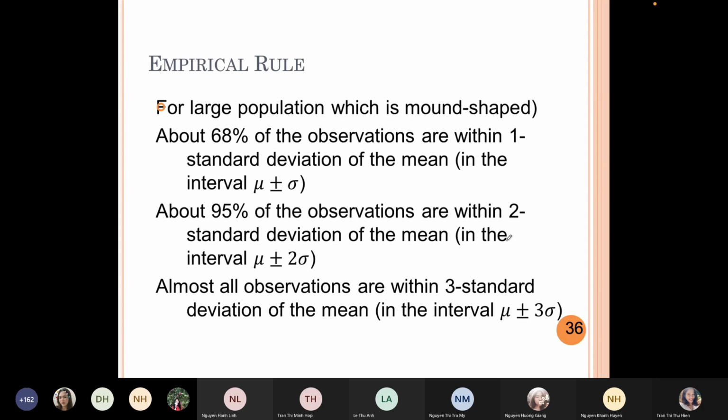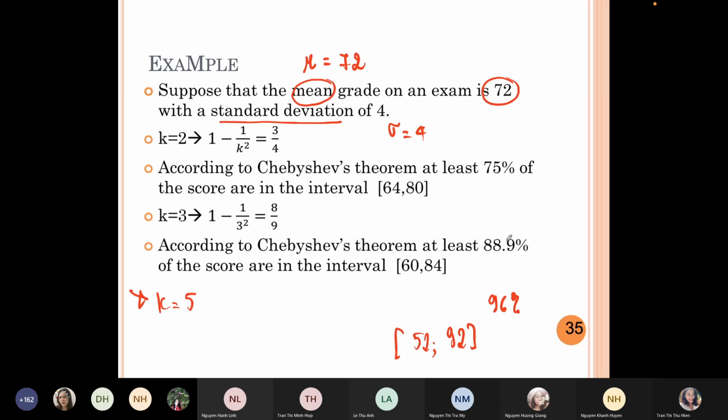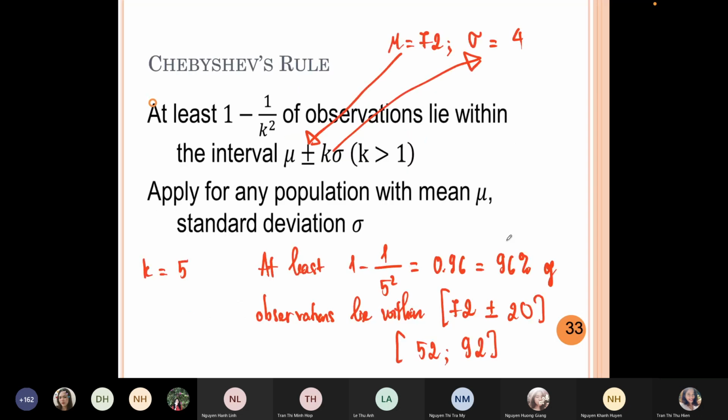So in many practical applications, however, data sets exhibit a bell-shaped distribution. When the data is believed to approximate this distribution, I mean bell-shaped distribution, the empirical rule can be used to determine the percent of data values that must be within a specified number of standard deviations of the mean. For the empirical rule, a little bit different compared with the previous one, Chebyshev rule. For Chebyshev rule, you can apply with any distribution.